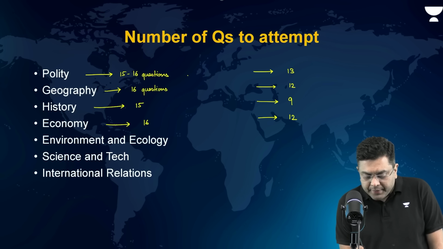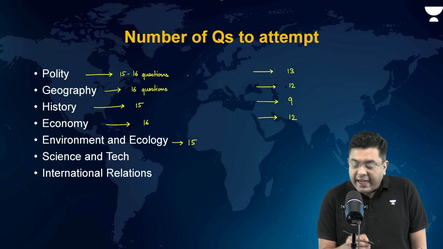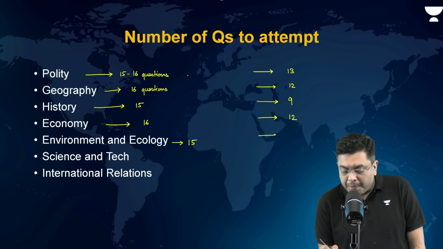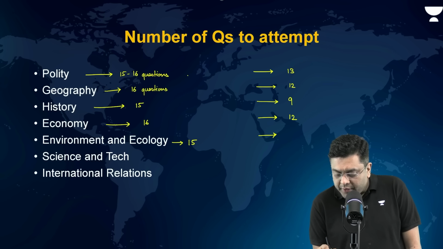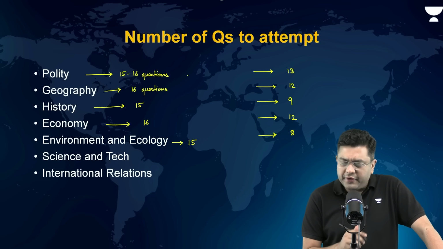Environment and ecology, 15. Here again, I am able to get around, let's suppose, 8 or 9. Science and tech, current affairs based.